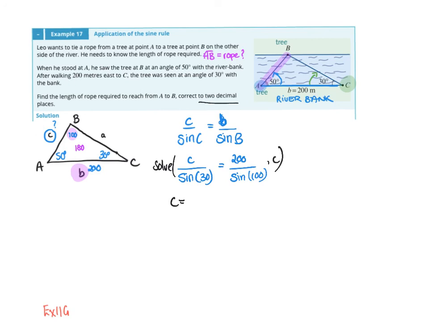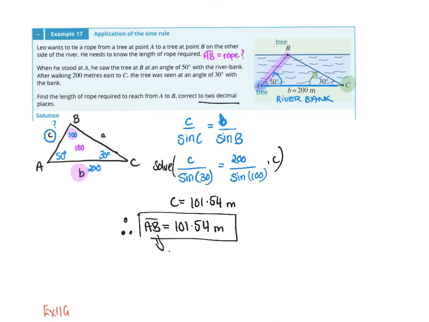So it's set to 2 decimal places, so always check that. So I got 101.54 meters. So I might just write a final statement. Therefore, length AB equals 101.54 meters. Okay, and pop that in. Or actually, we could maybe call it the rope, because that's what they said.